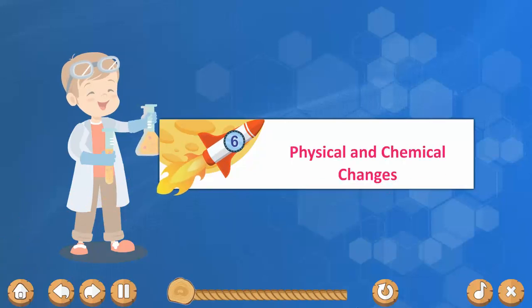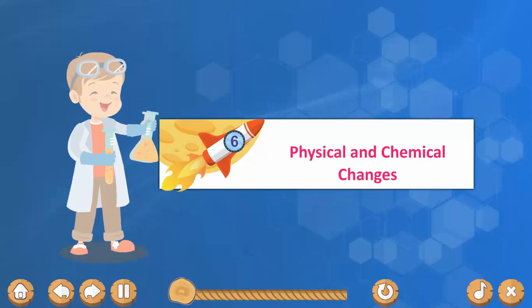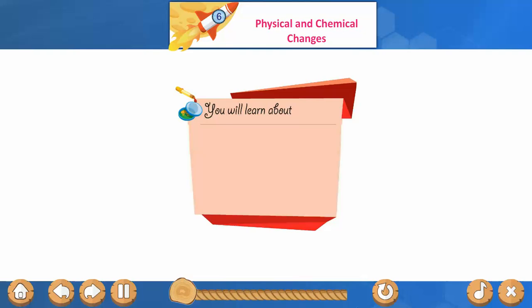Chapter 6. Physical and Chemical Changes. You will learn about physical changes, chemical changes, rusting of iron, crystallization.